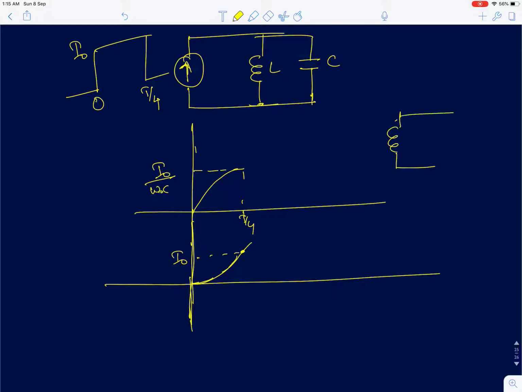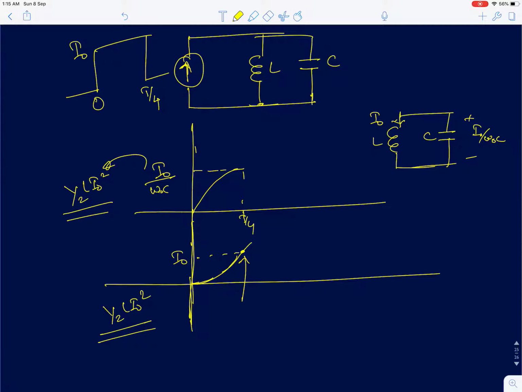So now it reduces to a circuit like this. You have an inductor carrying a current of I naught in this direction, and you have a capacitor having a peak voltage of I naught by omega naught C. We have already shown that the energy stored in the inductor is half L I naught square. If you find this using half C V naught square, we can show it is also half L I naught square.